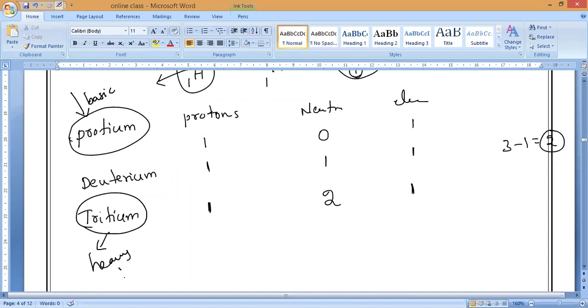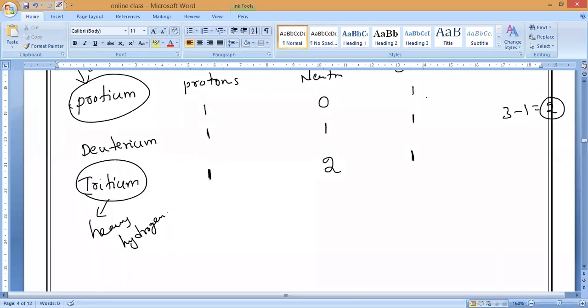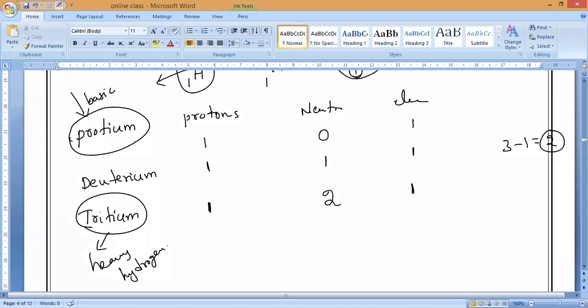What do we call heavy hydrogen? Heavy hydrogen is present in interstellar stars, the sun, and everywhere. But in Earth's atmosphere, only light hydrogen is present.